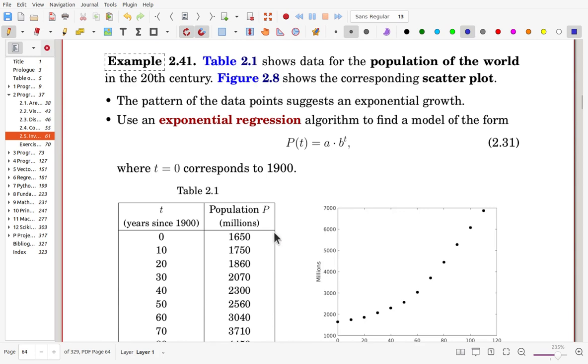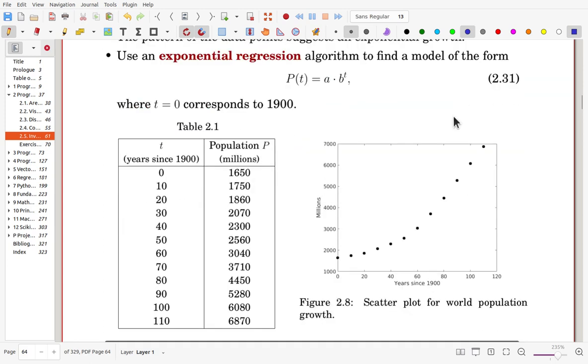Now let's see this example. On the left side, the table shows the data for the population of the world in the 20th century. This is real data. Figure 2.8, on the right side, shows the corresponding scatter plot. Time is measured from 1900. For each 10 years, the population of the world is measured in millions, so we write it down in this way.